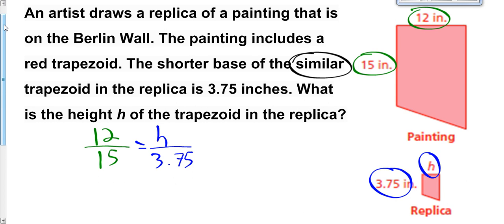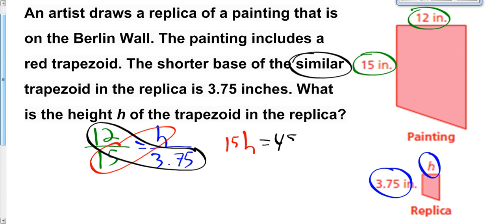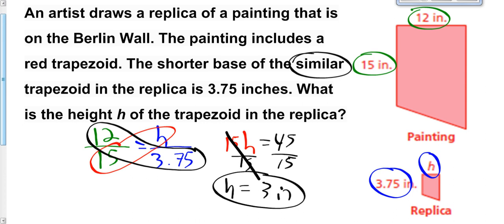Now I'm going to cheat and use a calculator to get the answer to 12 times 3.75. So 12 times 3.75 is going to be 45. So when I multiply this diagonal, I get 45. So these are set equal to each other. And if I divide both sides by 15, the height of this replica is 3. The height is 3 inches. Okay? So that's what we're looking to do.